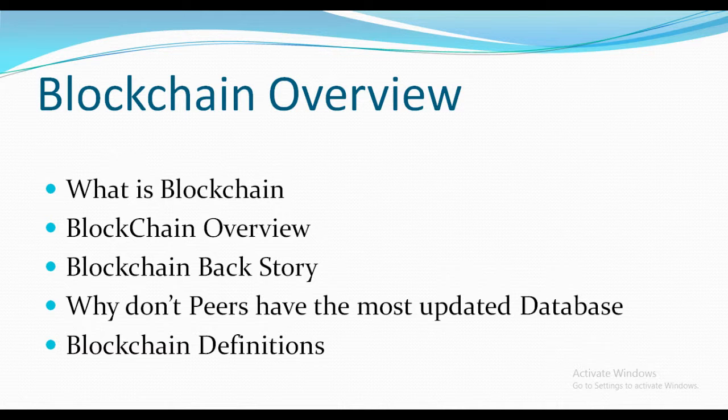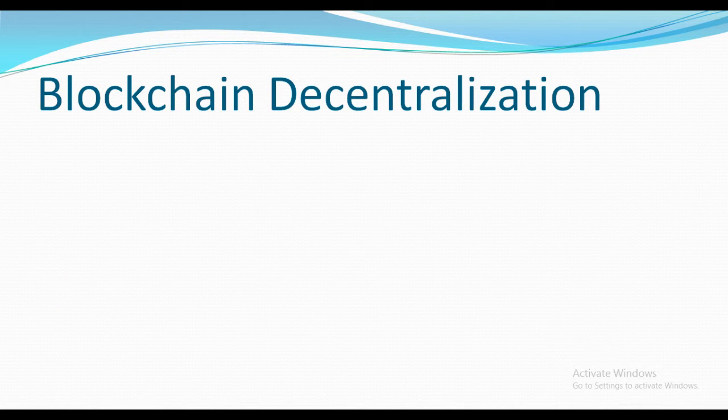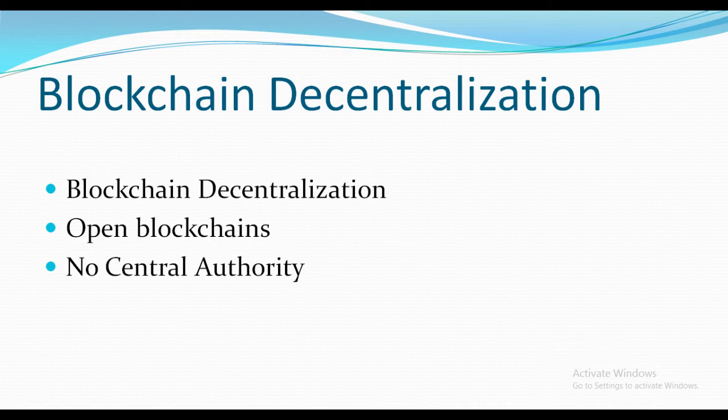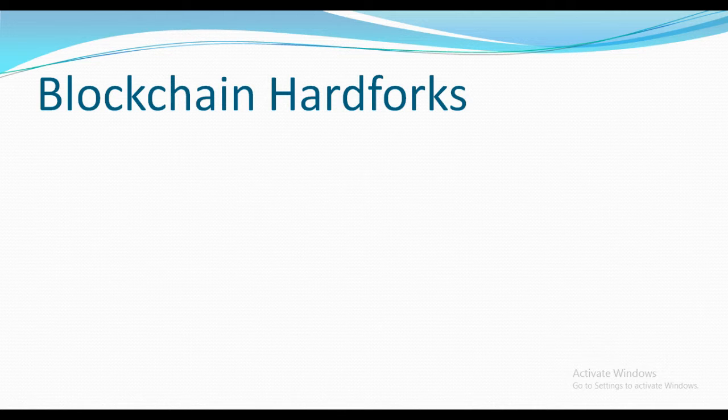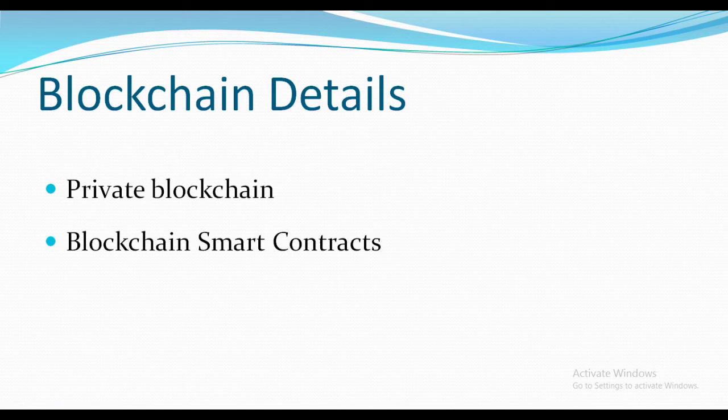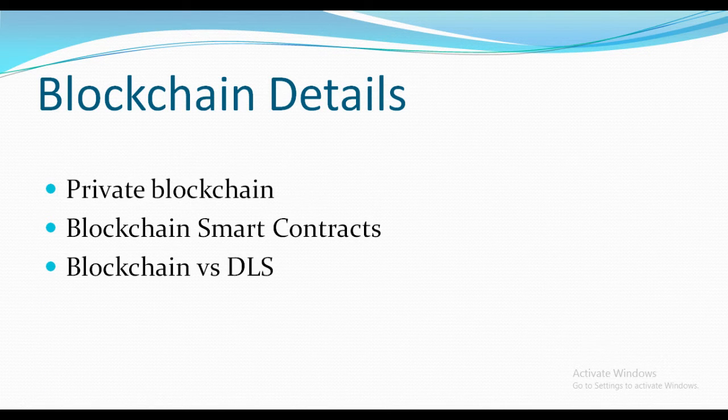Then we discuss blockchain definitions, and then we come to the section on blockchain decentralization. We discuss decentralization and open blockchains without any central authority. Blockchain hard forks and blockchain complete details. Example, private blockchain, blockchain smart contracts, and blockchain versus DLS.